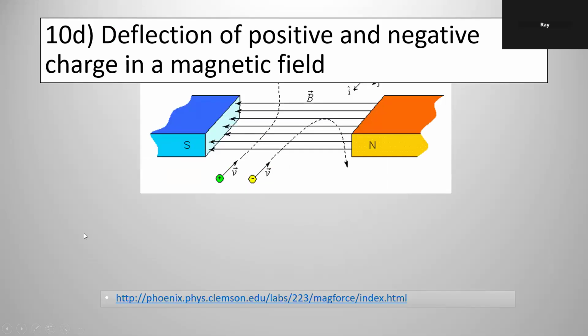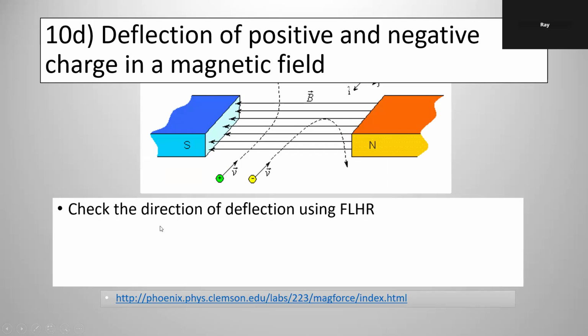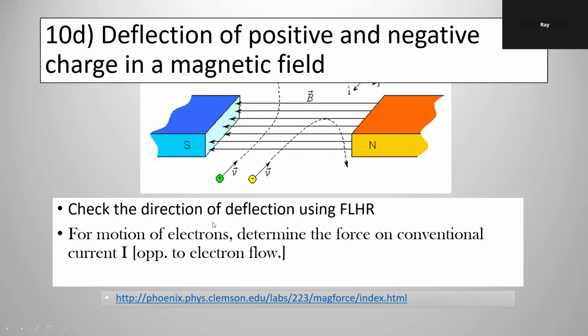Deflection of positive and negative charge in a magnetic field. Check direction of deflection using Fleming's left-hand rule, whether it's correct or not. This is for positive charge. For negative charge, you just think of the current as moving in the opposite direction. For motion of electrons, determine the force on conventional current, opposite direction to the electron flow.